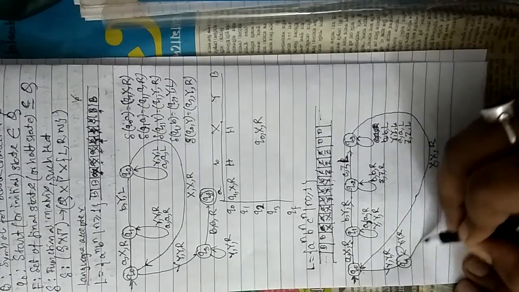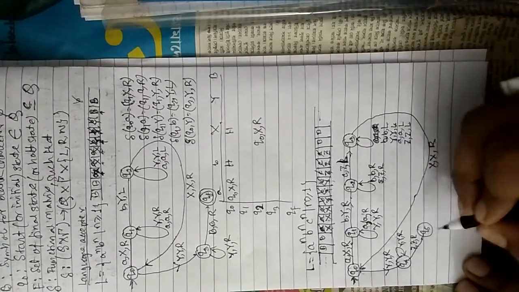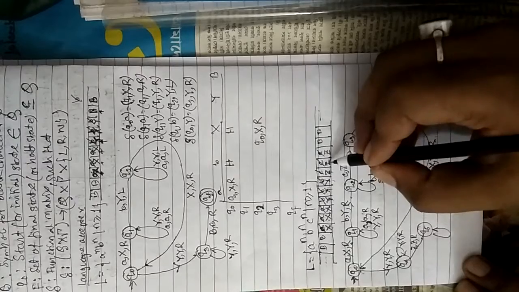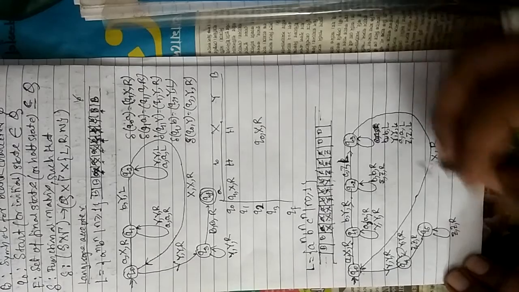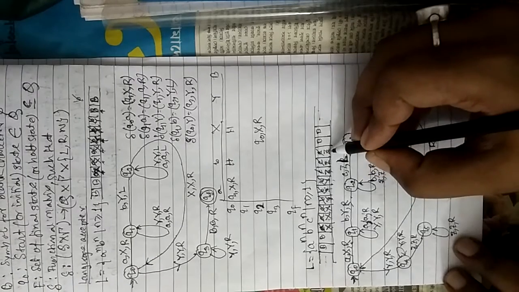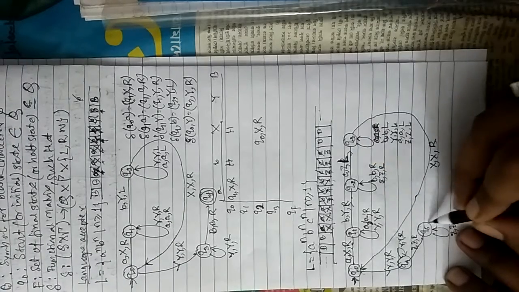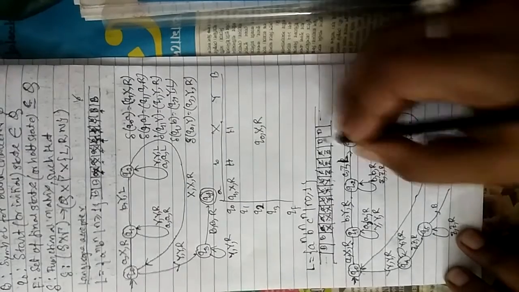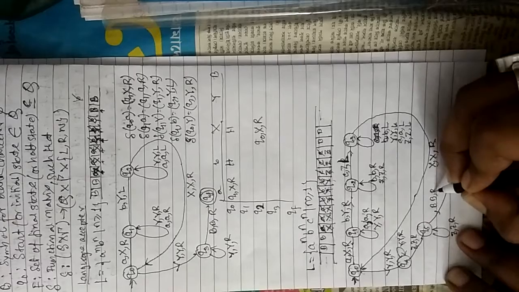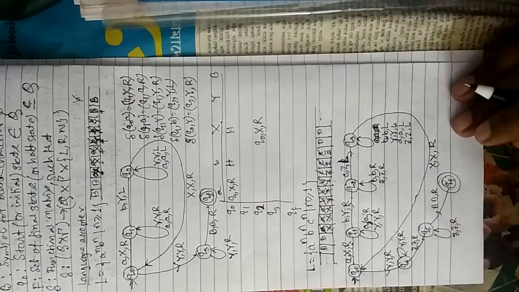When you are reading this z, replace z by z, move towards right and go to the q5 state. Here again you are reading z, replace z by z and move towards right. Again z, replace z by z, move right. Now at the right you are reading what? A blank symbol. Replace blank by blank, move towards right, and you are now at the final state.